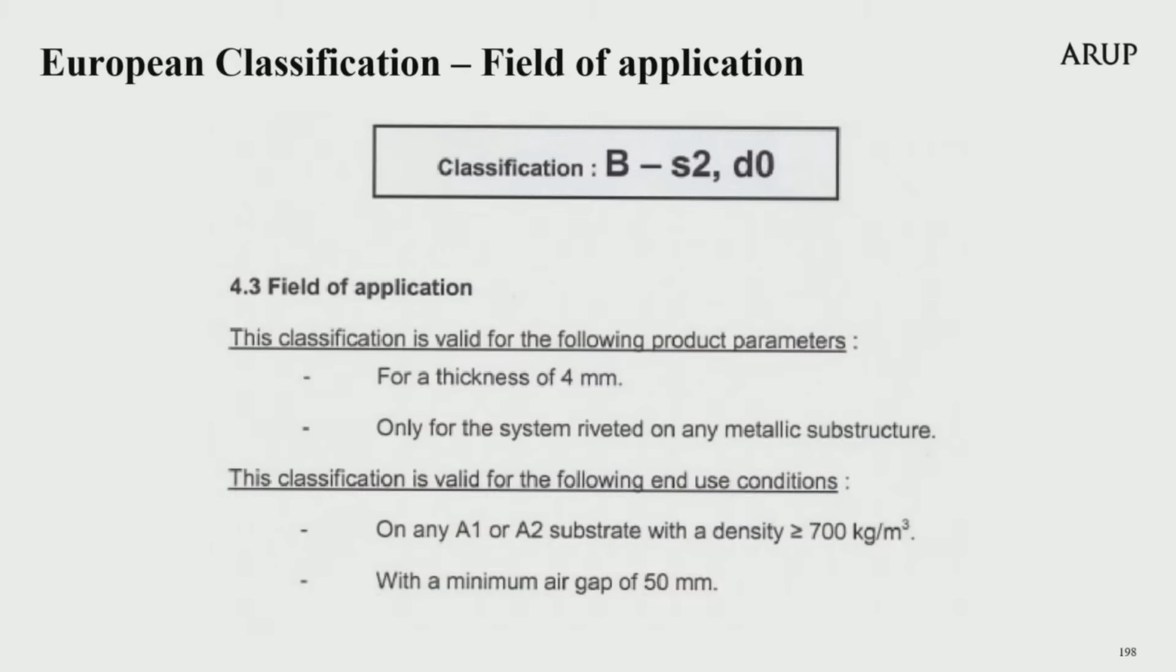On screen now is the specific field of application stated in that particular assessment report for the Arconic Renault 55 PE riveted system. It's important to read the specific nature of the field of application. It refers to a system riveted on any metallic substructure, and it makes clear the substrate must be to an A1 or A2 standard with a particular density greater than 700 kilograms per meter cubed. It also specifies a minimum air gap of 50 millimeters.